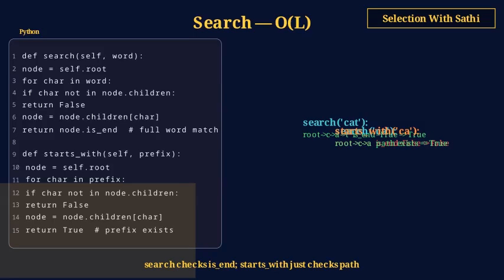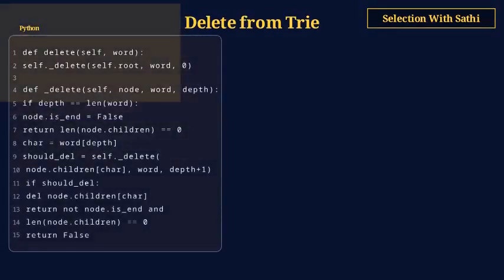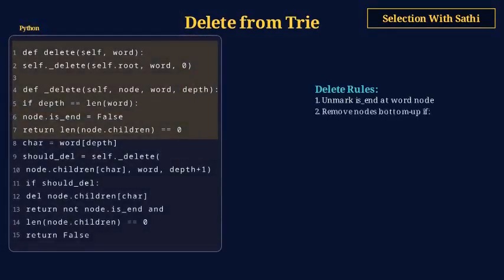The starts with function on lines 9 to 15 is simpler. It just checks if the prefix path exists, without checking end. Deleting a word from a trie requires careful handling.